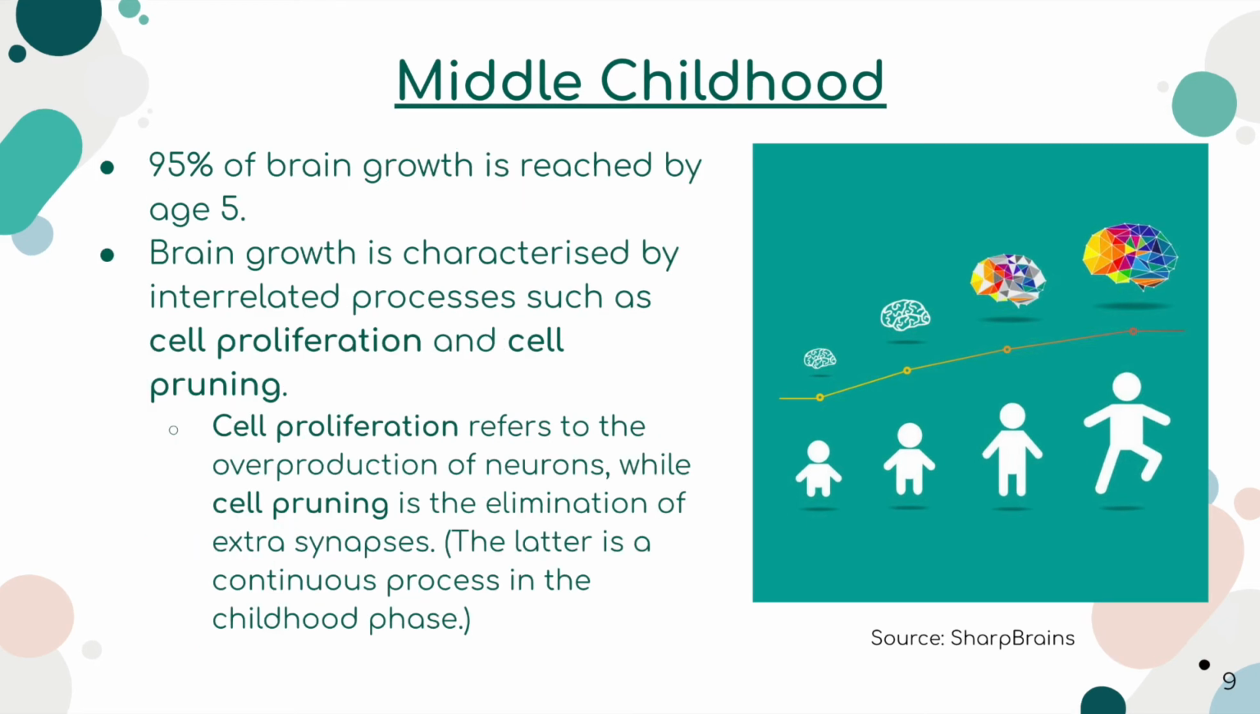Furthermore, 95% of the brain growth is reached by age 5. Brain growth is characterized by interrelated processes such as cell proliferation, or overproduction of neurons, and also cell pruning, which is essentially the elimination of extra synapses.